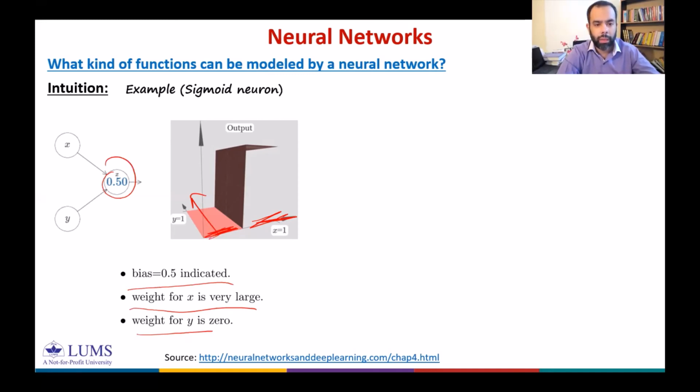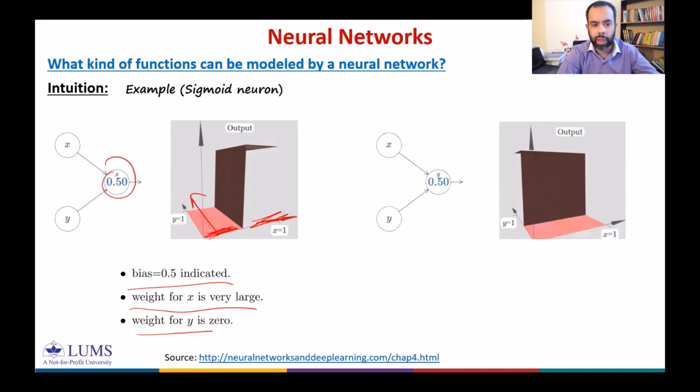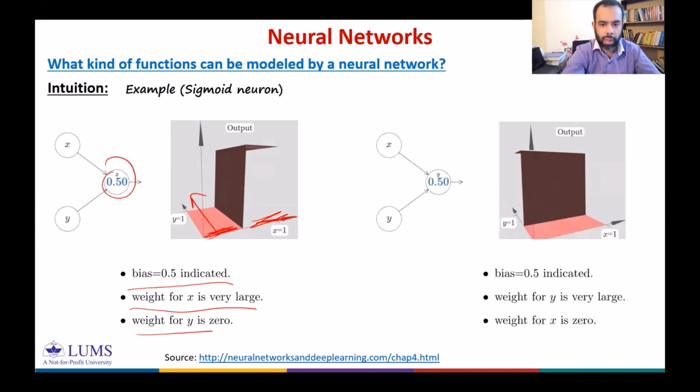Similarly, if we choose a very large weight for Y and 0 weight for X, we get a step-like transition along Y. This is what we can achieve using a single layer perceptron, or one neuron. We can have a decision boundary in a two-dimensional space that is linear. What can we achieve if we use two layers of perceptrons?